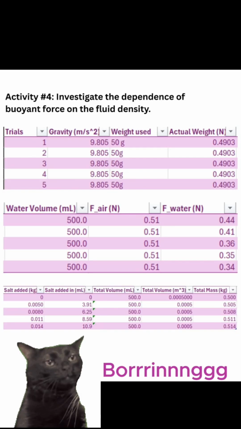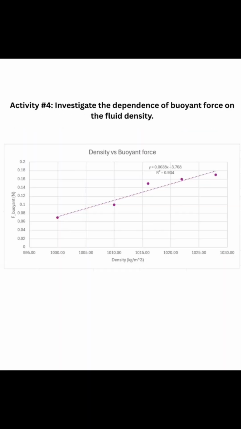We used a weight of 50 grams, measured its actual weight, and calculated the volume of the water. Then, after heating up the salt and adding it to the water, we calculated the force in water and the force in air. To get the buoyant force, we took the force of air minus the force of water, and we calculated our total volume in meters cubed. We then graphed this in a buoyant force versus density graph.